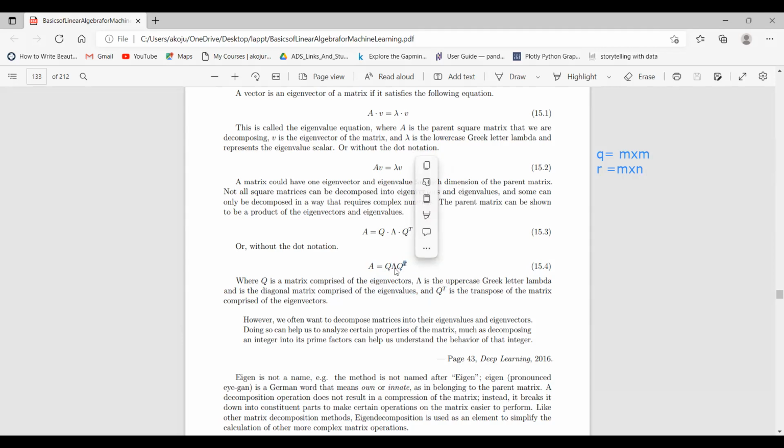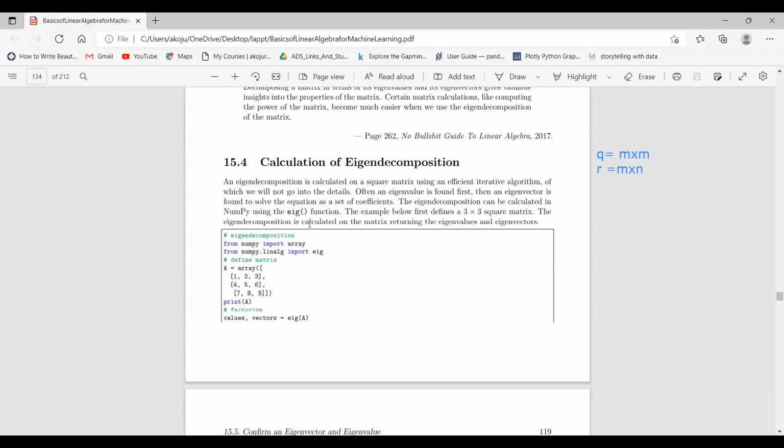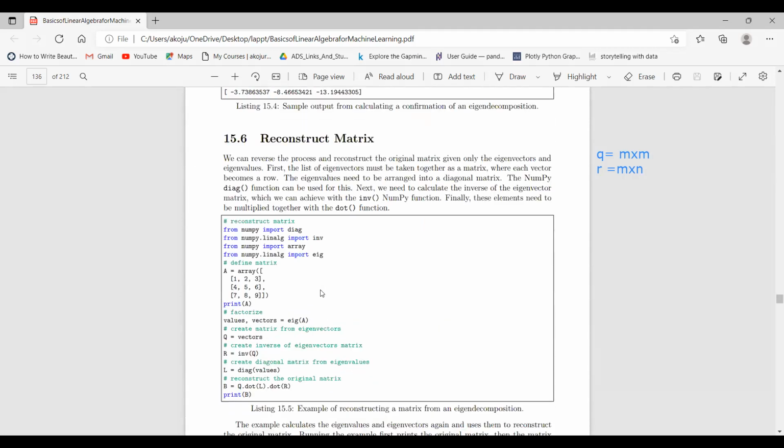So Q into lambda matrix into Q transpose. In Q we use the eigenvectors, and in lambda we use the eigenvalues, and if you multiply these three things, we will get the original matrix. So this is eigen decomposition. If we have already calculated eigenvalues and eigenvectors, and we want to perform some matrix operation on A that is not possible directly, then we can use this decomposition. We know how to find eigenvalues and eigenvectors, right? Eigen decomposition by using NumPy, you can go through all this.